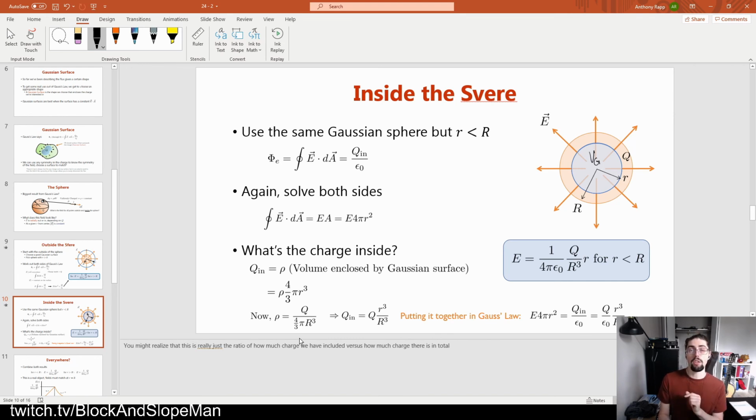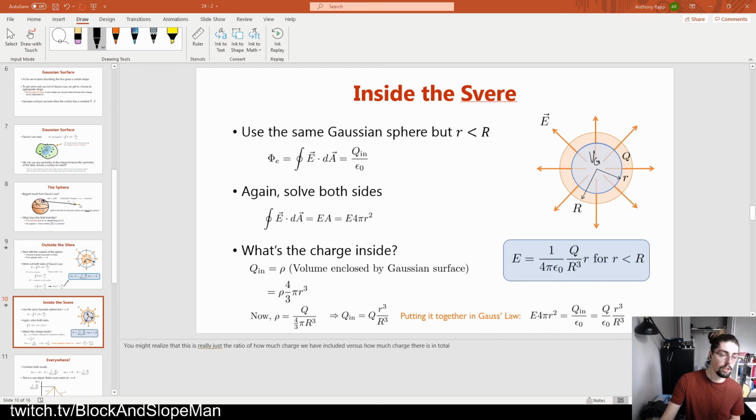If we combine these two things together, then we find that our Q inside is Q times little r cubed over big R cubed. What we find is that the charge inside is just the ratio of the two volumes, the volume that I have inside of my Gaussian surface versus the total volume of the object. The 4/3 pi just canceled out.